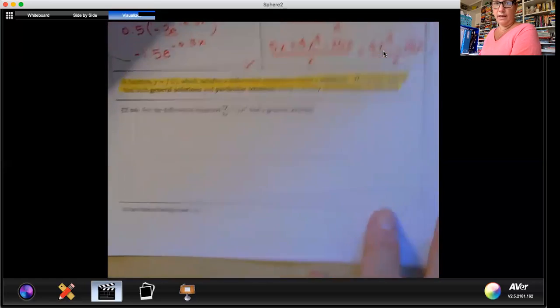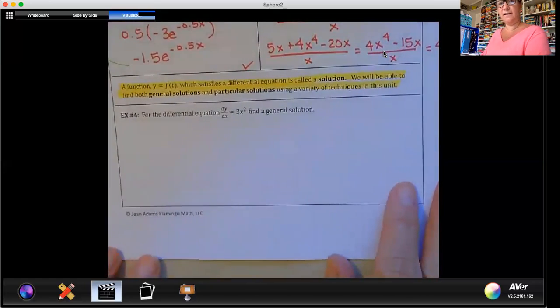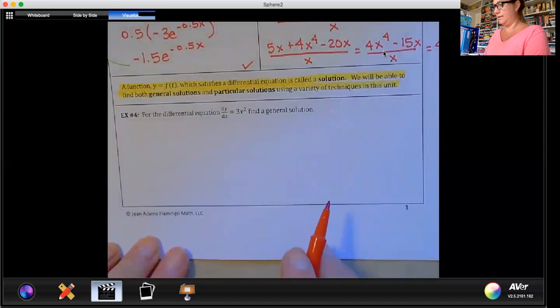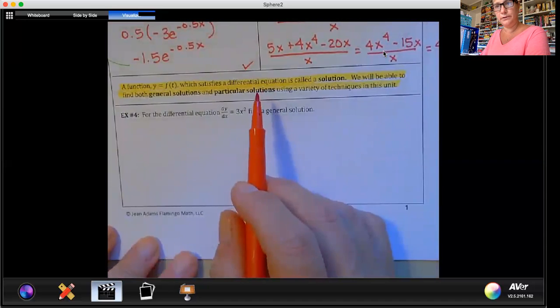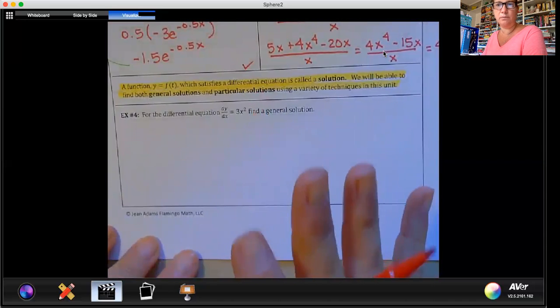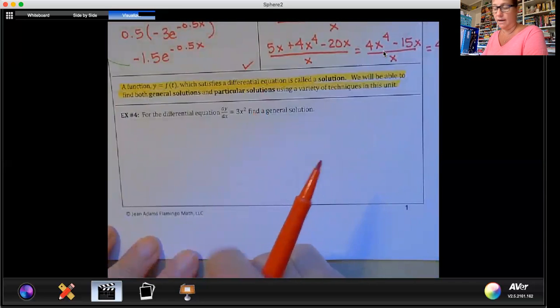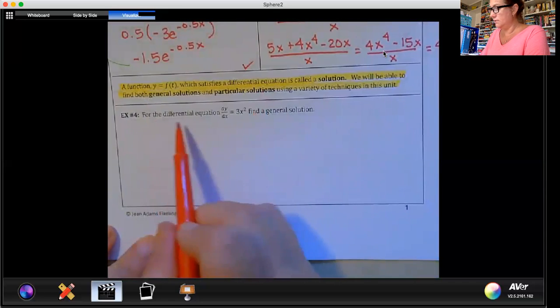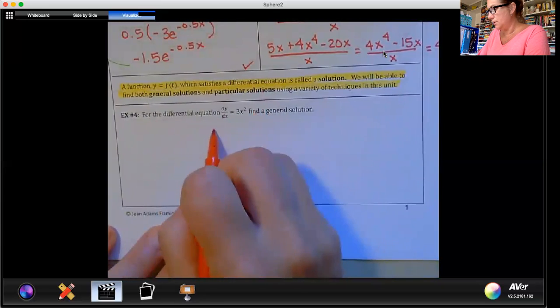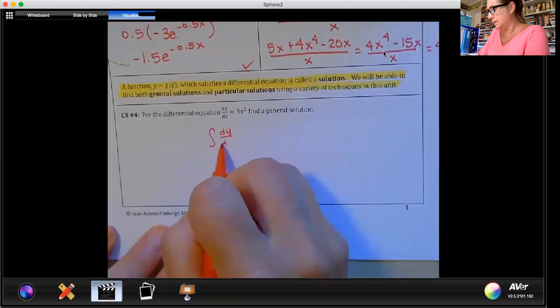A function y equals f of t, which satisfies a differential equation, is called a solution. We will be able to find both the general and particular solutions using a variety of techniques in this unit. Now, you will only find a particular solution if it gives you additional information that requires you to plug in a point to find that value. So for the differential equation dy/dx equals 3x squared, find the general solution. So you're going to take the antiderivative of each side.